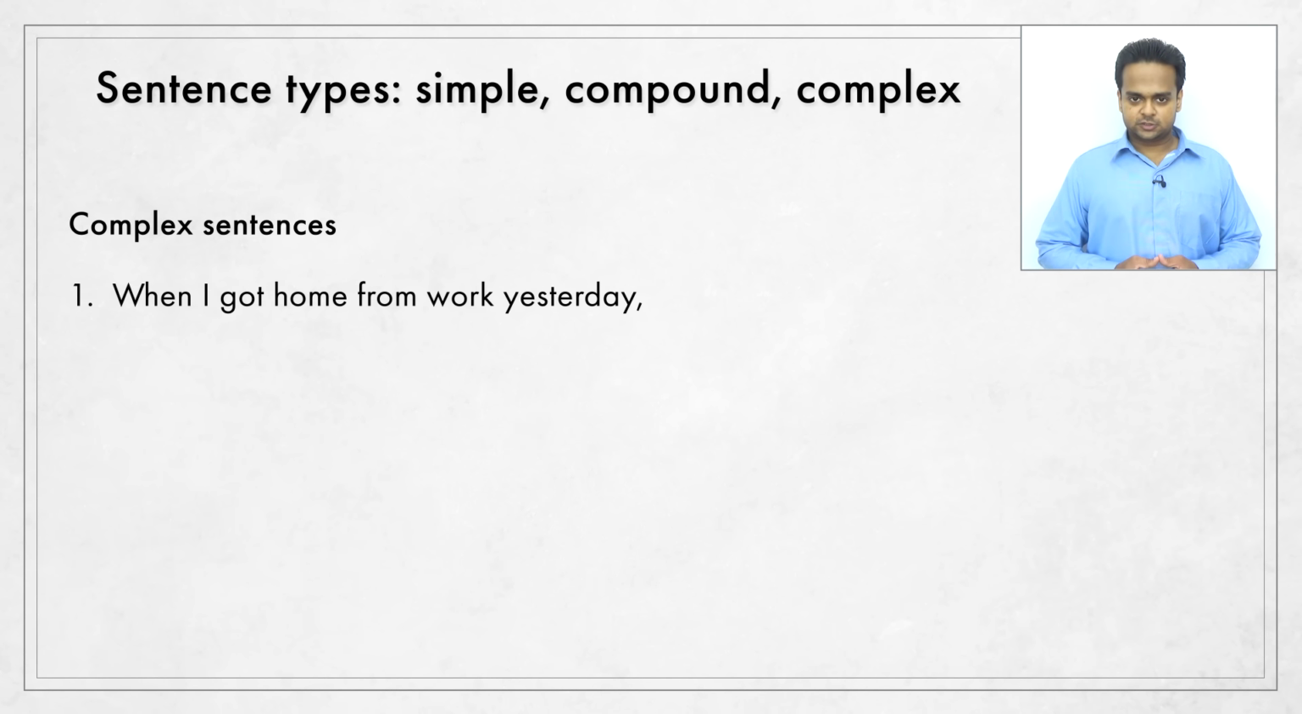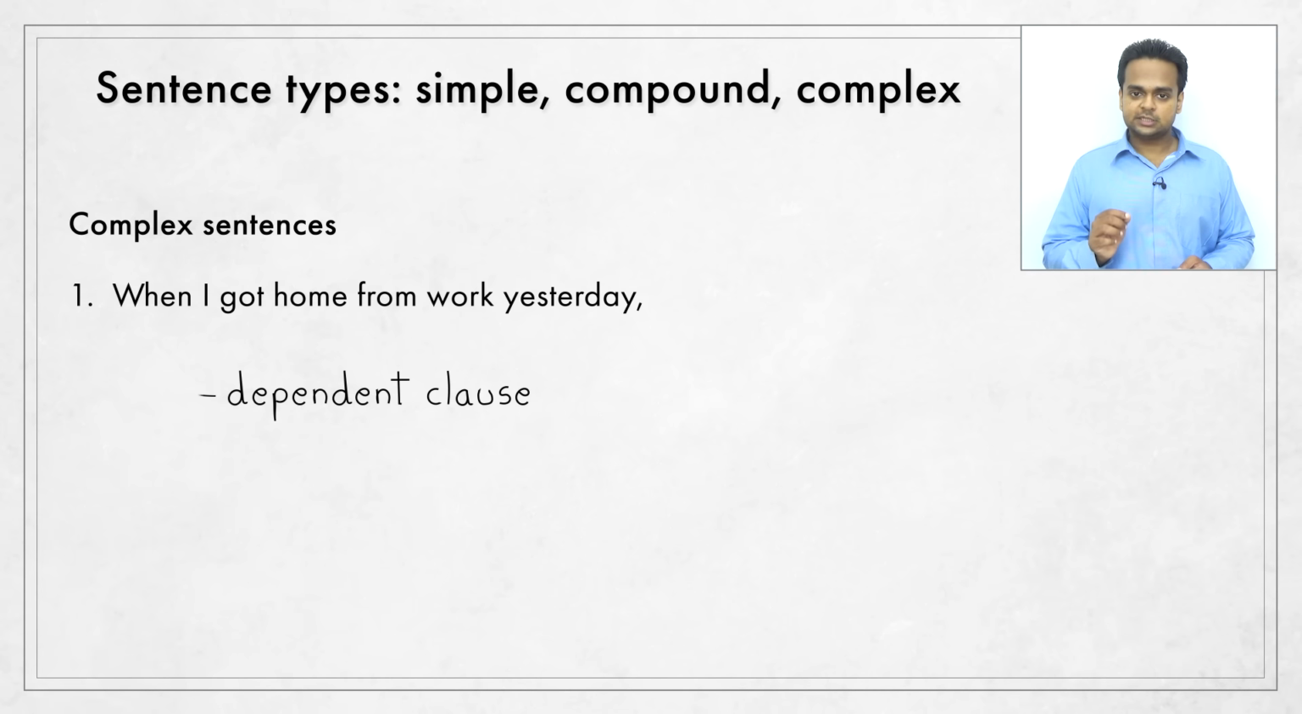Here's a clause first. When I got home from work yesterday. What do you notice about it? Well, it has a subject, I, and a verb, got, but this clause is just not a complete sentence. And that's because if I say to you, when I got home from work yesterday, you will ask, okay, what happened? What did you do? So you see, this thought is not complete. So this is not an independent clause.